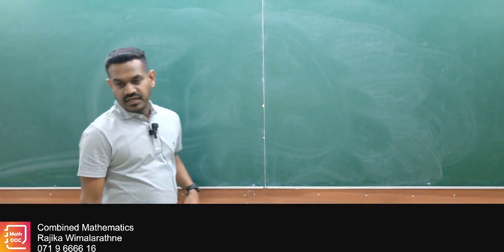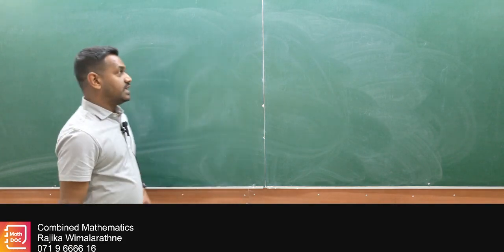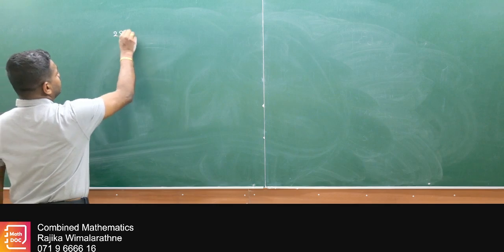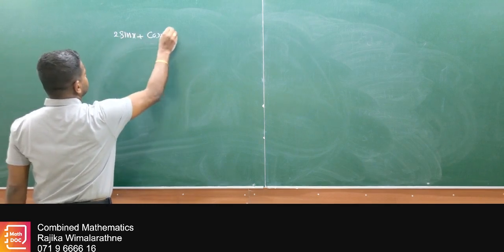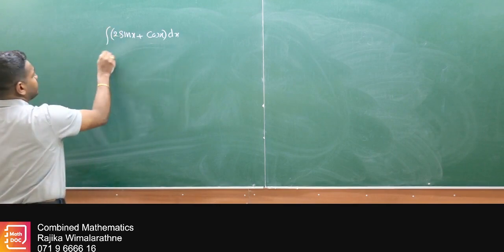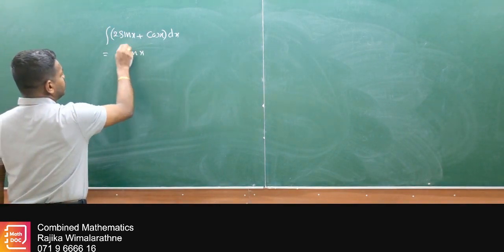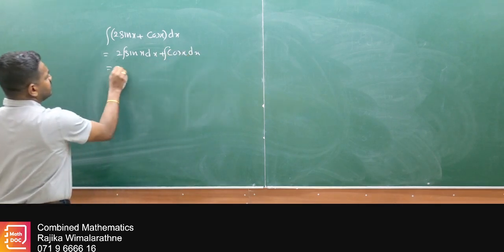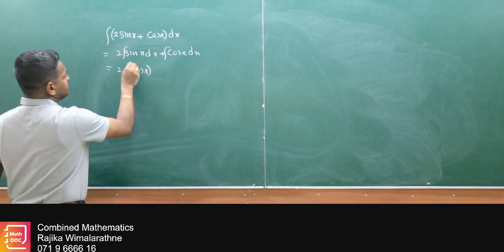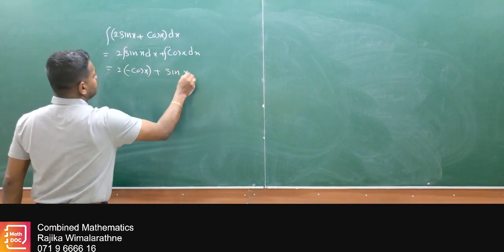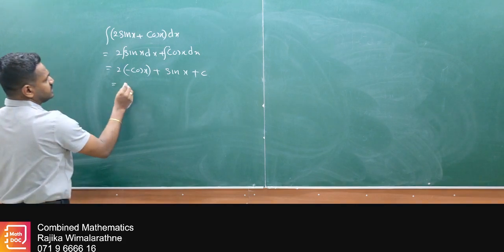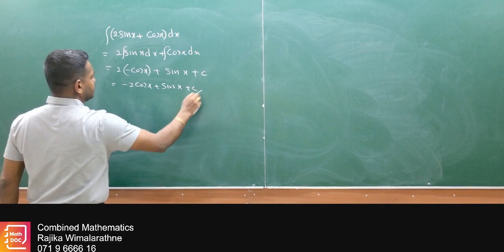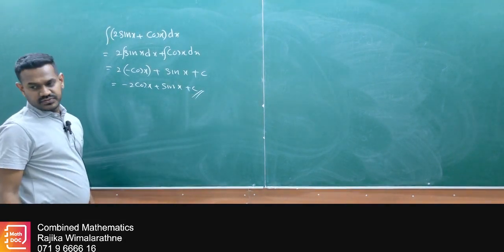Okay, now let's do further examples. Do with me. The integral of 2 sin x plus cos x dx. Do with me. 2 sin x dx plus cos x dx. Minus cos x, sin x. You put an arbitrary constant at once: minus 2 cos x plus sin x. Okay, now you need to put c1 plus c2, you can just write it.